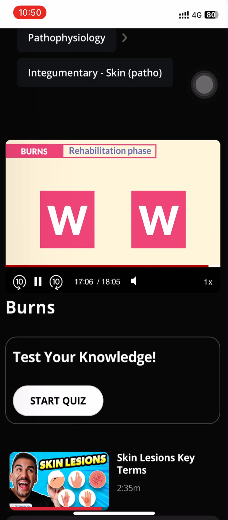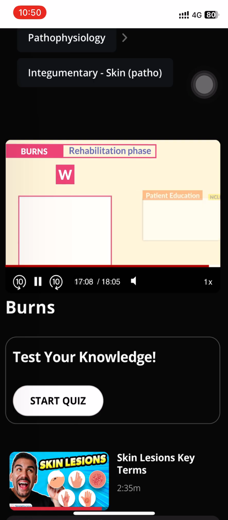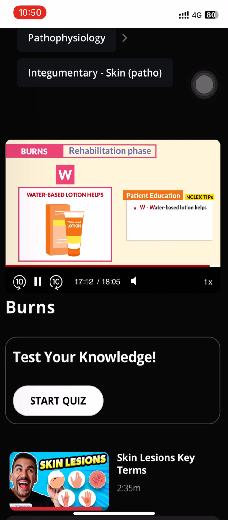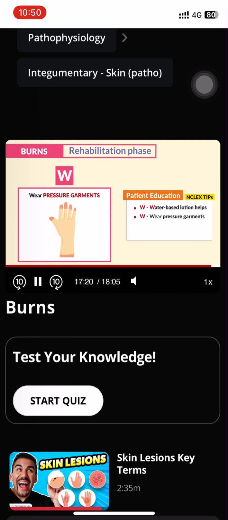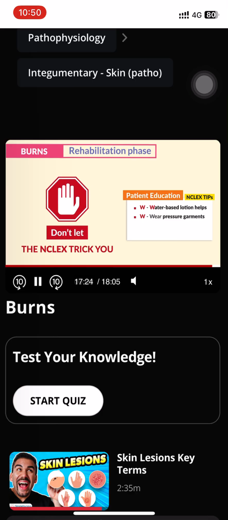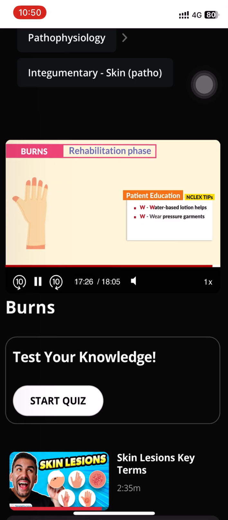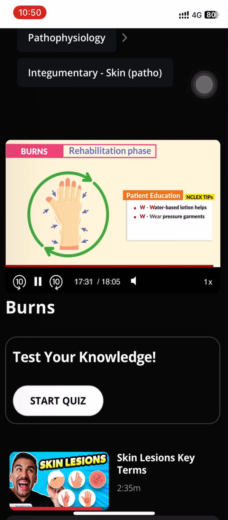So pay attention to the W's here for patient education. Big NCLEX tips. First W is for water-based lotion, which helps to minimize itching and scarring to allow the skin to fully heal. The second W is to wear pressure garments. Yes, don't let the NCLEX trick you here. Wearing pressure garments are good to help minimize scarring. It also helps to keep the skin and tissues tight while promoting circulation, to be able to fully heal.